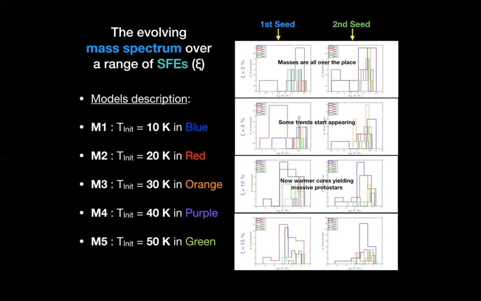We move forward to 10% star formation efficiency, and we see that the warmer cores yield more massive stars. And the trend continues when we reach 15% star formation efficiency, which is the termination point for our simulations. Here we see a clear picture that all the more massive protostars belong to the warmest cores, while the coldest cores are now yielding protostars with lesser masses. Lesser masses are not really available in the warmest of the cores.